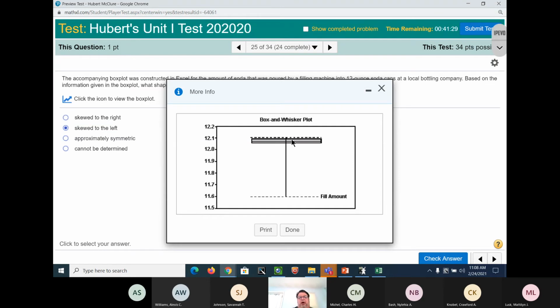I don't like the way this box plot is made, because if you look at it with this as the base, the tail is on the right. Tail is over here. I don't like the way they got this thing. It looks to me like it's skewed right. But I'm going to tell you, if you get this one and it's jammed up here like this, it's skewed left. But I don't like that question.